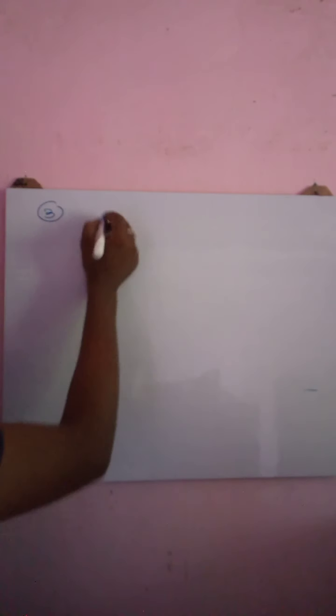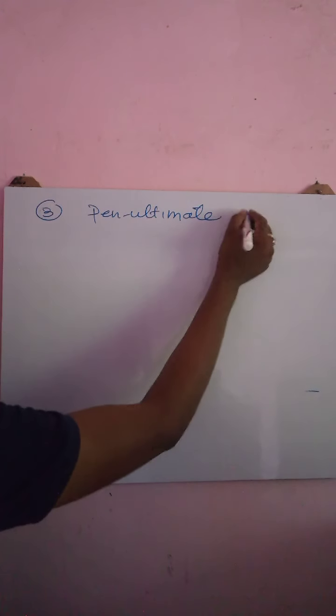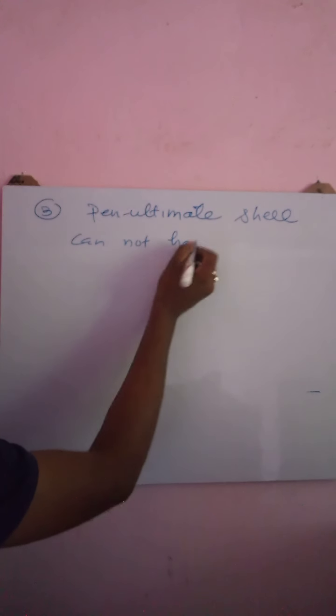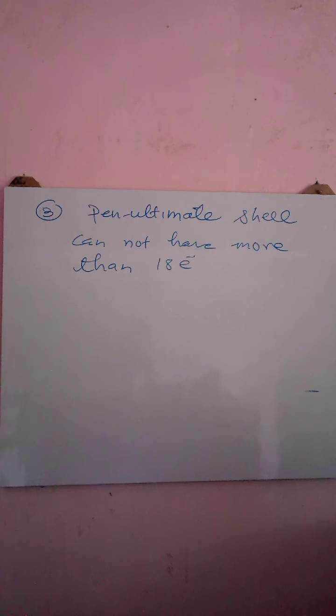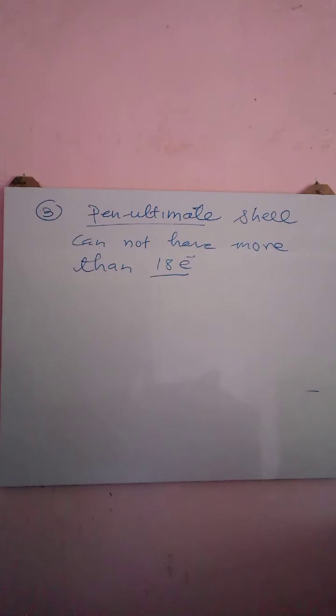One more point I would like to explain related to the Bohr-Bury scheme is very important. The penultimate shell cannot have more than 18 electrons. It means the shell before the outermost shell cannot exceed 18 electrons. The shell before the outermost shell is called the penultimate shell. Right? Clear?